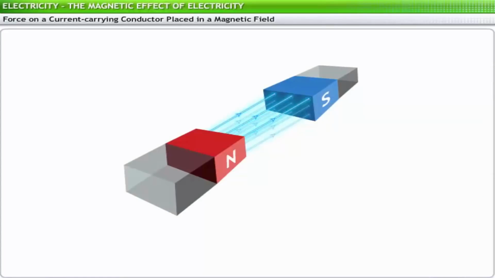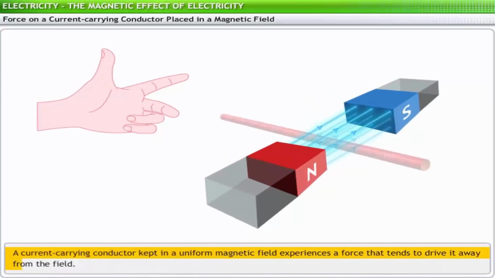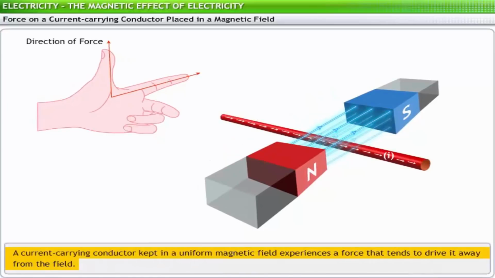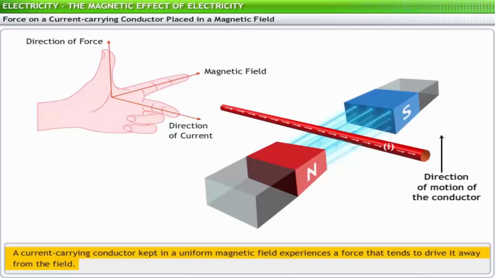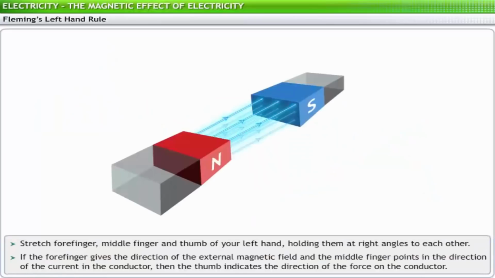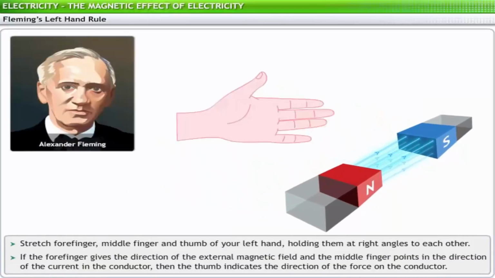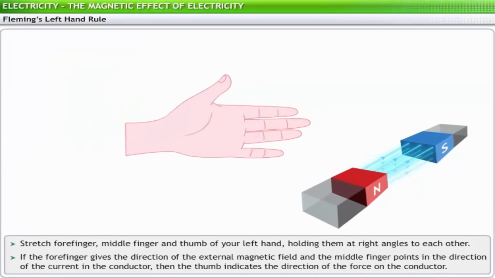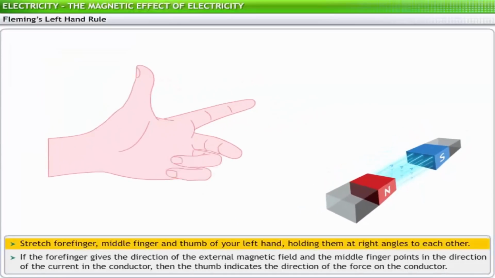A magnetic field exerts a force on the magnetic objects under its influence. Therefore, a current-carrying conductor kept in a uniform magnetic field experiences a force that tends to drive it away from the field. The direction of the force on a current-carrying conductor in a magnetic field can be determined using Fleming's left-hand rule. To understand this rule, stretch the forefinger, middle finger and the thumb of your left hand, holding them at right angles to each other.